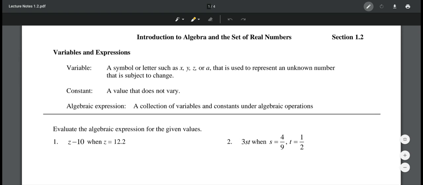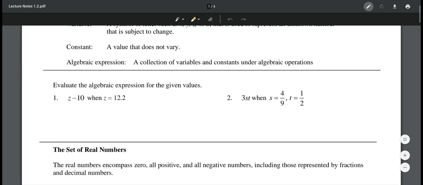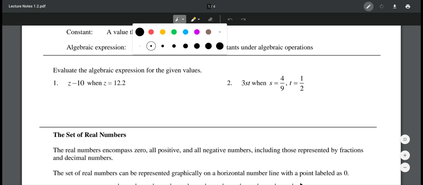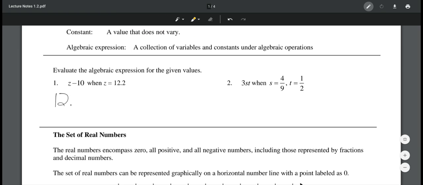So in example 1, our directions are to evaluate the algebraic expression for the given values. Our algebraic expression is z minus 10, and then they're telling us that the value for z is 12.2. So what we will do is we will substitute 12.2 for z. We will subtract 10 from it, and our outcome will be 2.2. That will be our answer. So we have evaluated the expression.